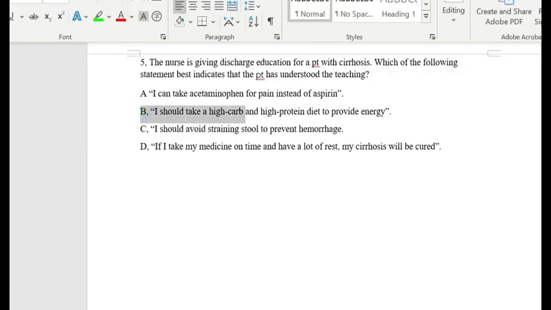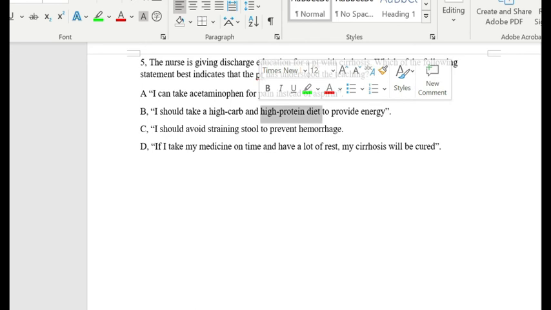And B, I should take a high carb and high protein diet to provide energy. The front of this statement is correct. The patient with cirrhosis should take a high carb diet. But the problem is this high protein, you know. The liver helps break down protein to amino acids and then pees out this unwanted substance. But the patients with cirrhosis, their liver function is much compromised. So the patient should take a low protein diet instead of a high protein diet.